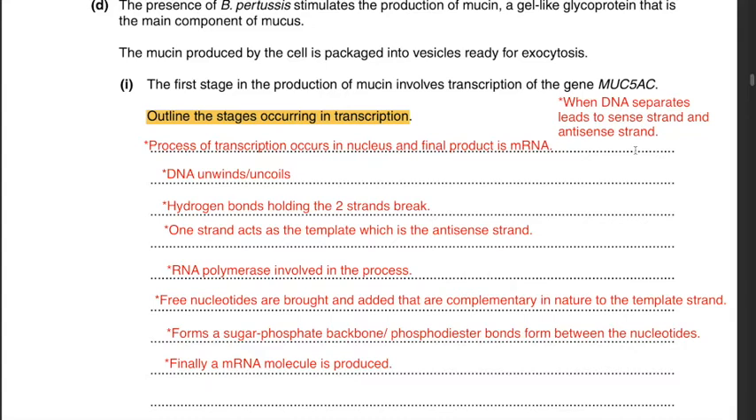As you can see over here, free nucleotides are brought and added that are complementary in nature to the template strand. What is the complementary base pairing rule? It is where A binds to U and C binds to G, and using that complementary base pairing rule, free nucleotides will be added and it will form a sugar phosphate backbone. How does the sugar phosphate backbone form? Well, phosphodiester bonds are formed between the adjacent nucleotides. Finally, an mRNA molecule is produced, and that is how the process of transcription takes place.